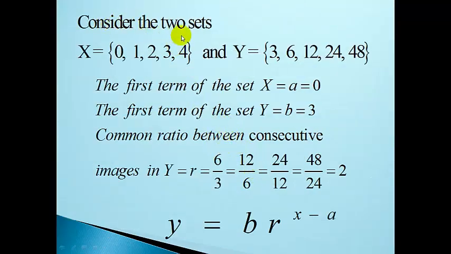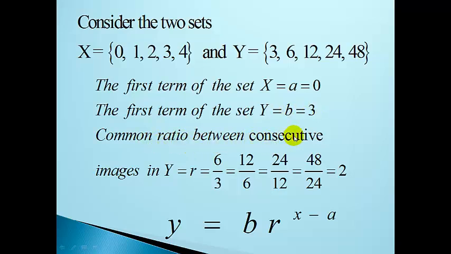Now we consider the two sets. X equals 0, 1, 2, 3, 4, and Y equals 3, 6, 12, 24, 48. Now we said that the first term of the set X is equal to a, and the first term equals 0. That means that a is equal to 0. The first term of the set Y equals b, and in the set Y, the first term equals 3. That's why b is equal to 3.